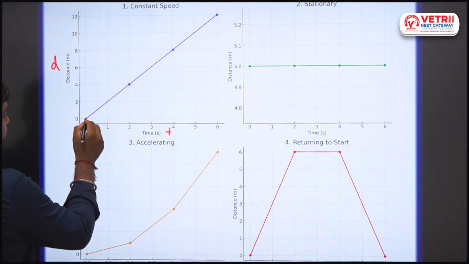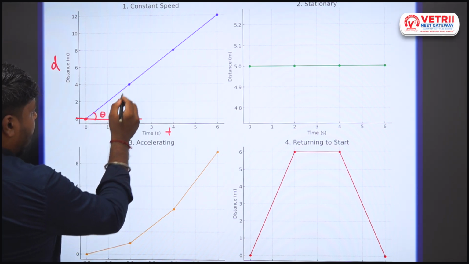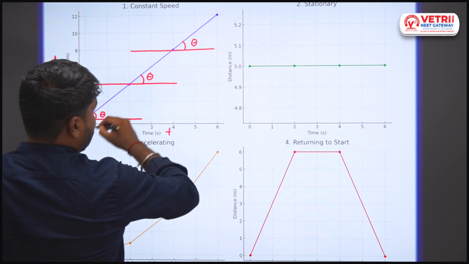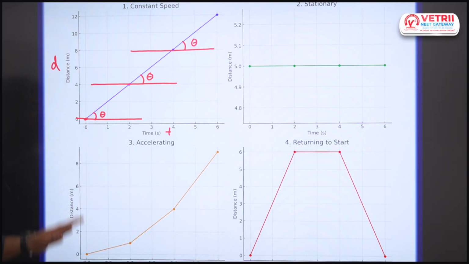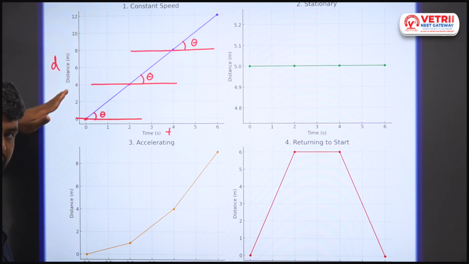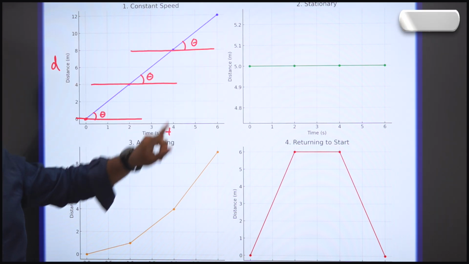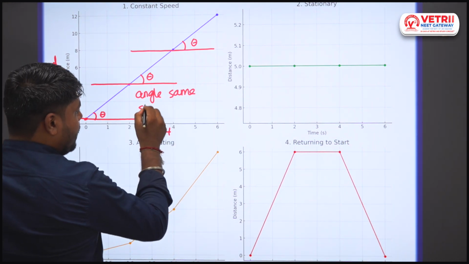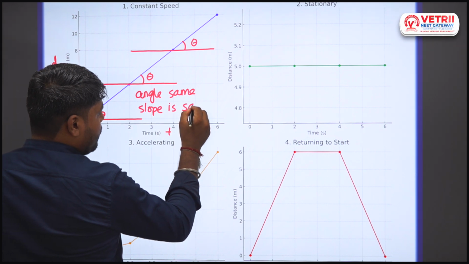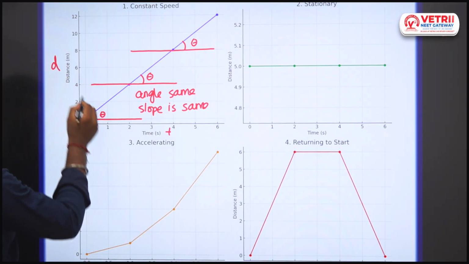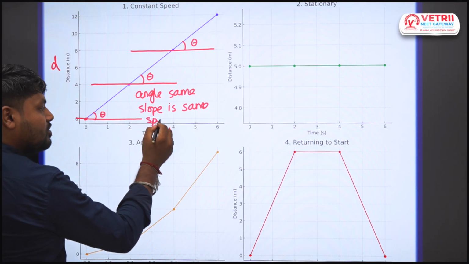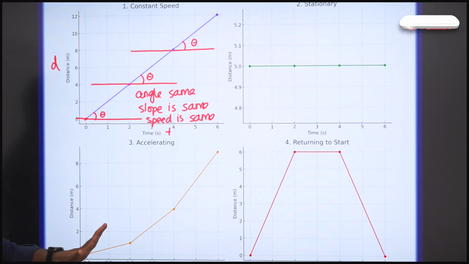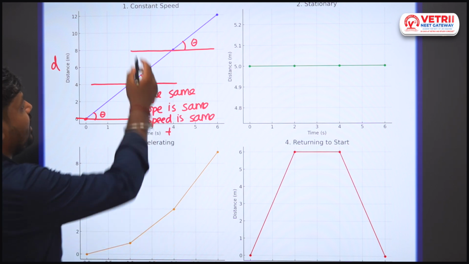In all the points, consider this point. The angle is theta. Consider this point. The angle is theta. Consider this point. The angle is theta. Corresponding angles. You have studied in geometry, right? All throughout the graph, theta. Theta means the angle is same. Angle same means slope is same. Slope is same, so what can you get? In distance and time graph, what is slope? Speed. So, speed is automatically same. So, this kind of graph tells you a body is moving at the same speed, which means a constant speed.